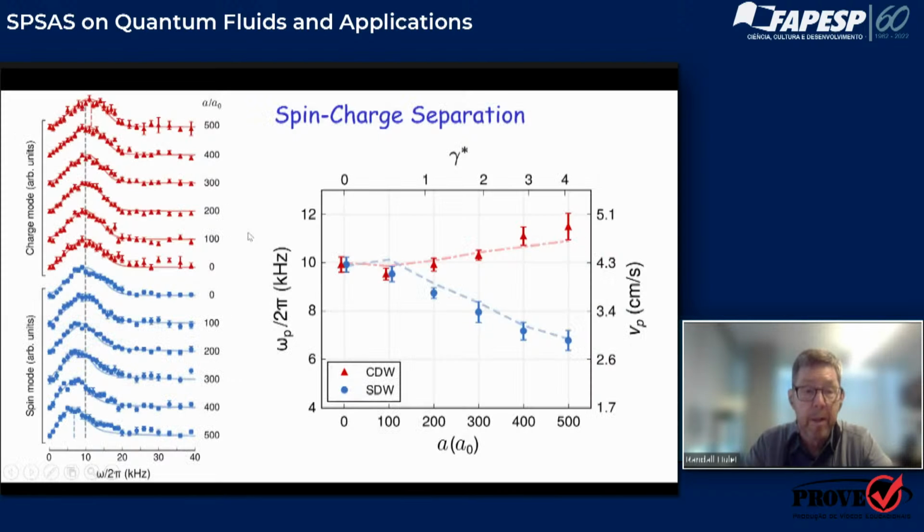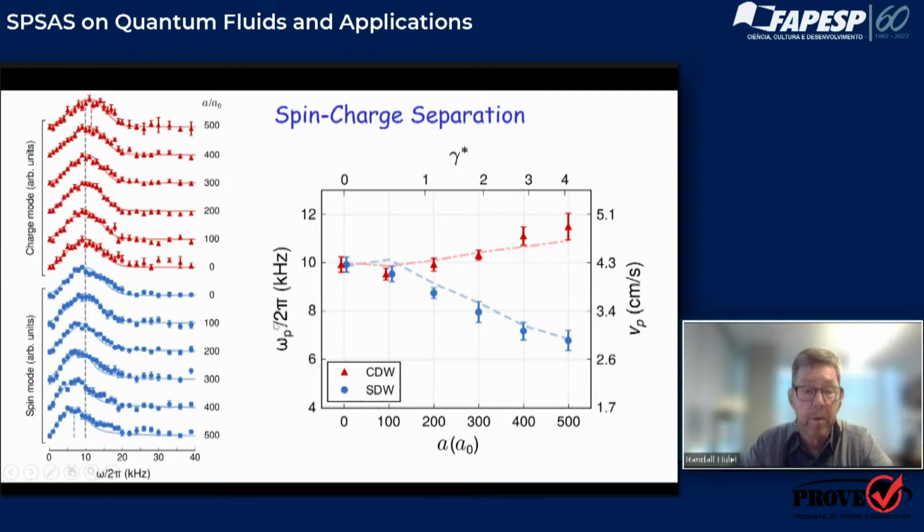So again, this is the data with comparison to theory, and the comparison to theory is really quite remarkable, I think. The theory done by Jiwen Guan and his students and postdocs. This is the first time that there's been a quantitative comparison between experiment and theory for the dynamic structure factor of spin and charge modes of a Tomonaga-Luttinger liquid.